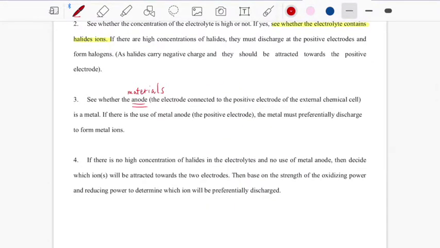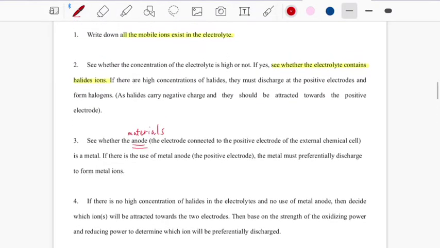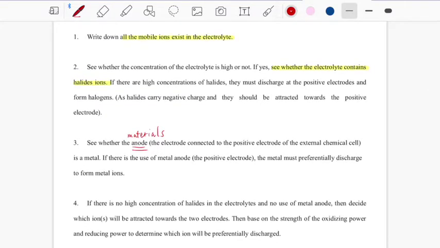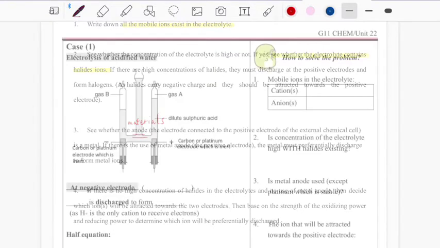If there's no special case, then we just need to compare the position on the electrochemical series to decide which one is going to be oxidized and reduced. So how to apply these 4 steps, we're going to explain in detail in the coming examples.